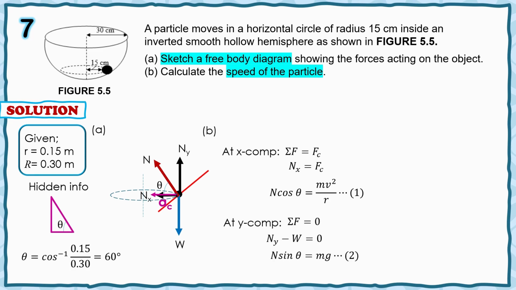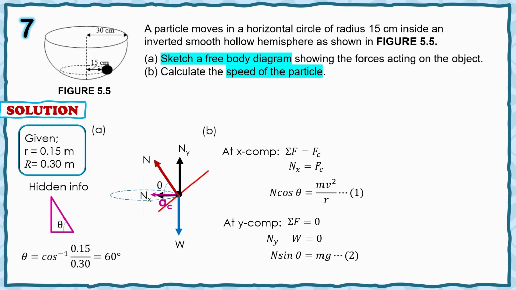Now we will take a look at the second component, which is the y component. At the y component, total force is equal to 0 because the object is not moving in a circular and vertical path. And because it is equal to 0, we follow the sign convention: upward force positive, downward negative. We get Ny minus W is equal to 0. And our Ny is equal to N sin theta and W is equal to mg. We get the second equation.